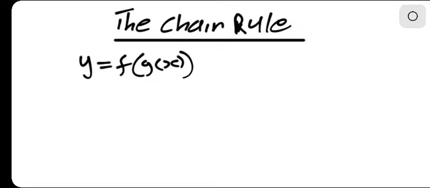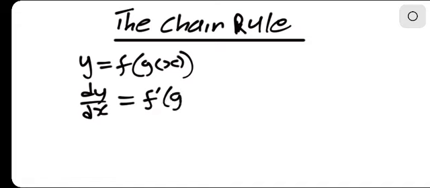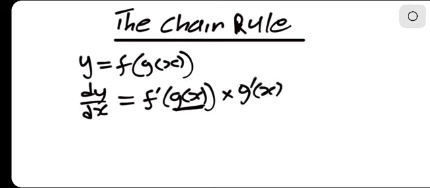When we differentiate this, dy over dx, we differentiate what is on the outside, f prime of g of x, and multiply by the derivative of the inside function, which is g prime of x. We call this the chain rule.